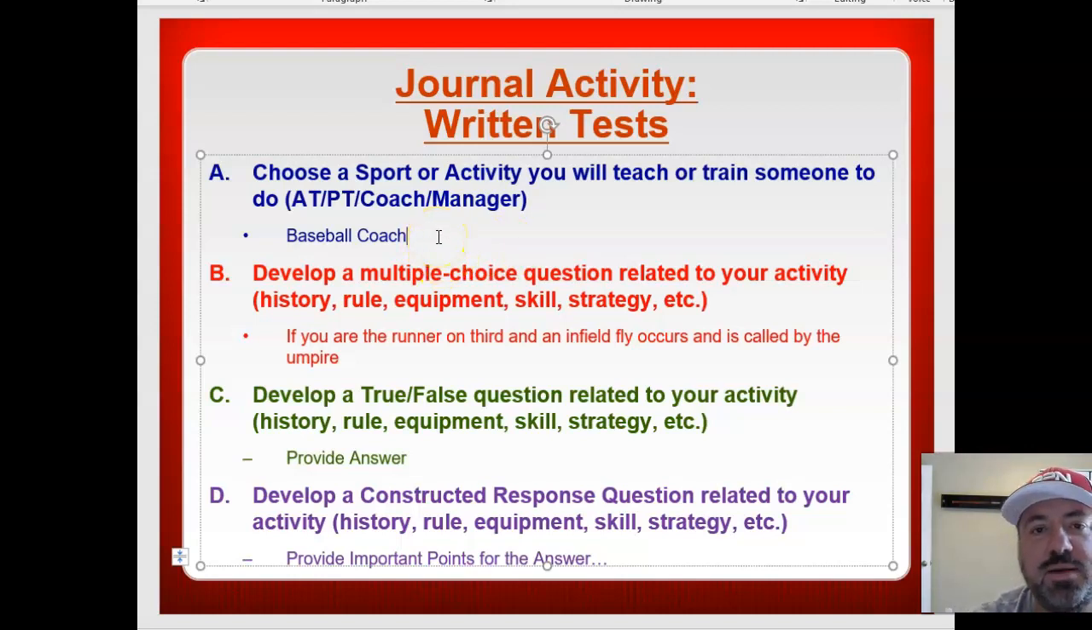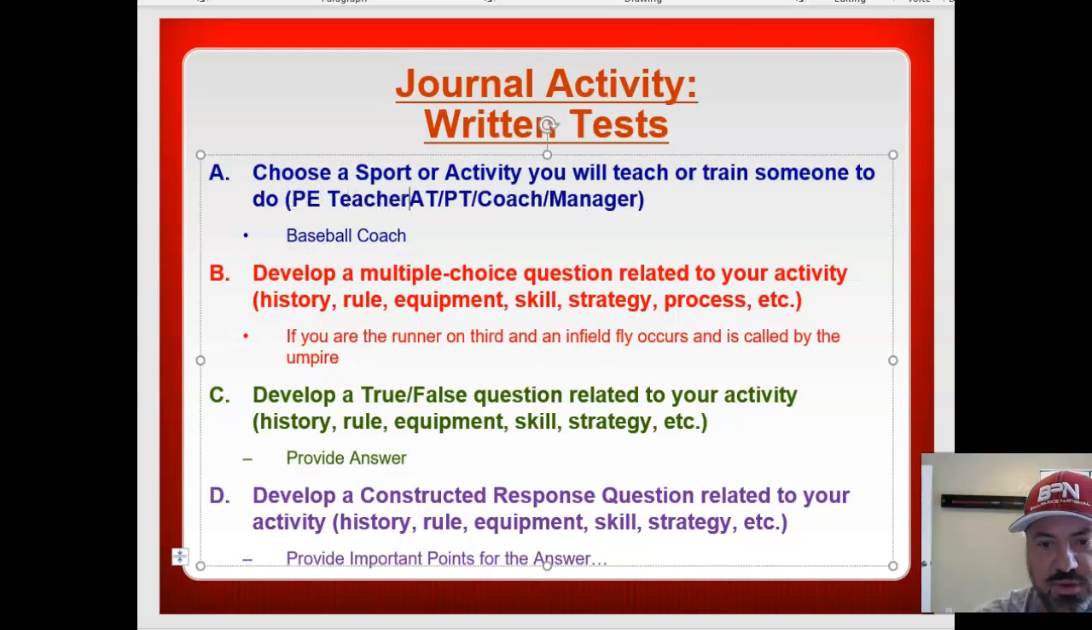As a baseball coach, I might do different things here, or I might just say, okay, we're going to talk about base running. So B, right? Hopefully you chose something related to a career field you want to do a little more digging into. B, you're going to develop a multiple choice question related to your activity. So think of history, rule, equipment, skill, strategy, process, something along those lines of what you would do. So I'll take a second and make sure you write this down. Write a multiple choice question.